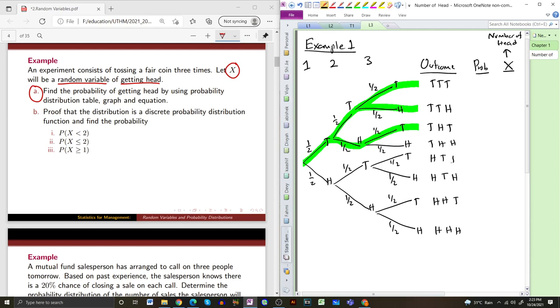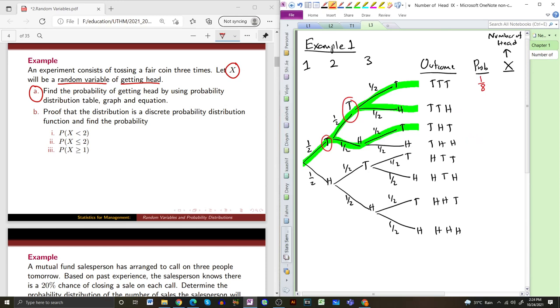These are the possible outcomes you get when you toss 3 coins. Now for you to find the probability, just now you got a tail, isn't it? What is the probability of getting a first tail? 1/2. Times what is the probability of getting another tail? 1/2 times 1/2 times 1/2. Altogether it is 1 over 8.